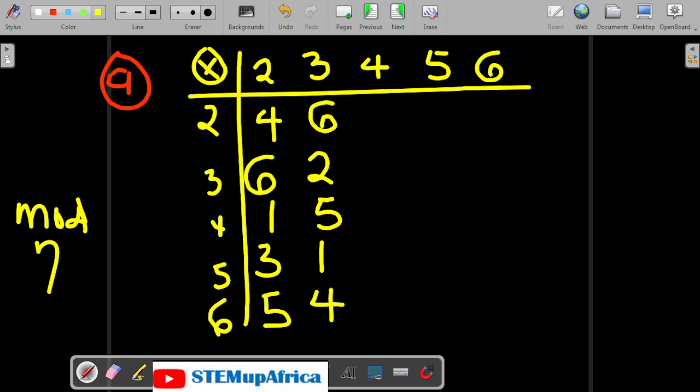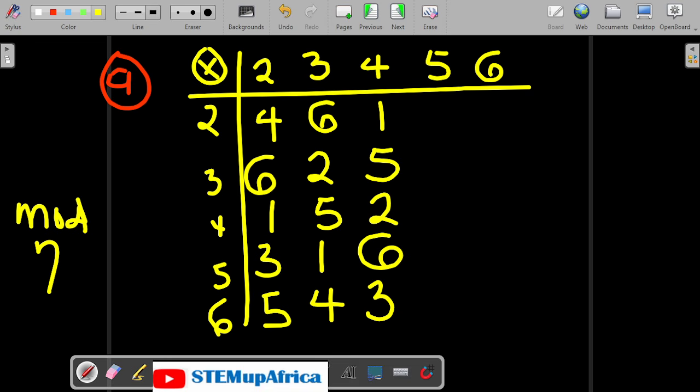Then 4 times 2 is 8. How many 7 in 8 is 1? What is left? 1. 4 times 3 is 12. So yeah, 1 have 7 in 12. What will be left is 5. 4 times 4 is 16. How many 7 in 16 is 2? What is left is 2. 4 times 5 is 20. How many 7 in 20 is 2? What is left is 6. Then 4 times 6 is 24. How many 7 in 24 is 3? What is left is 3, which is 24 minus 21.